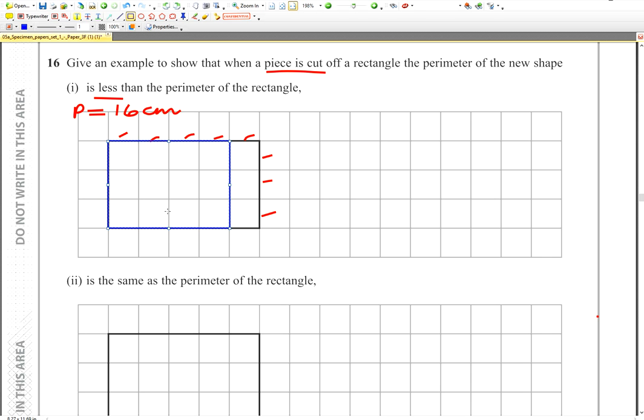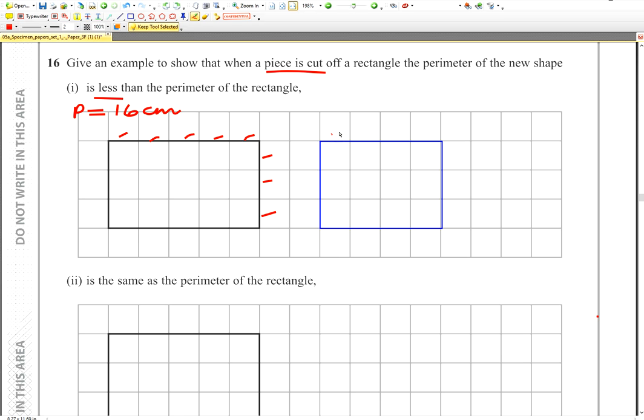14. So 14. Is it less? Yeah. Okay, so let's grab it and put it over here. So anything which is less than that, if you cut off whole rows or whole columns, that would be good. Yes, you can cut a square as well. That's fine as long as your perimeter, when you work it out, is less than 16.